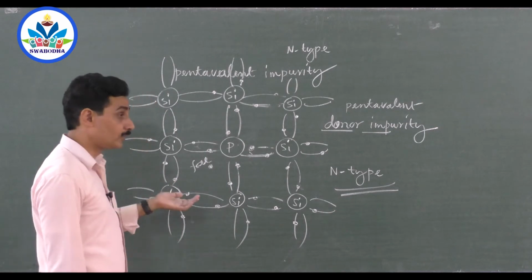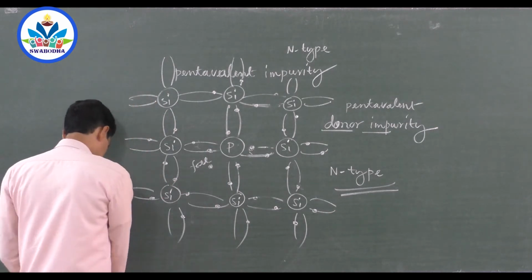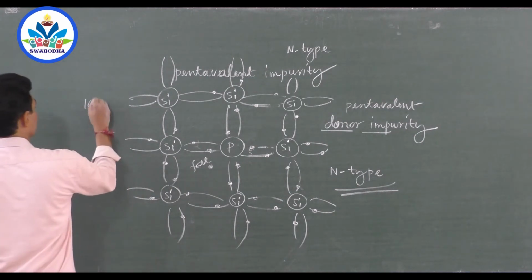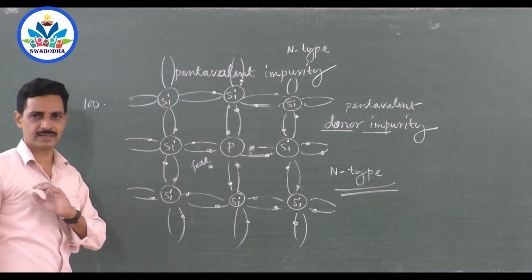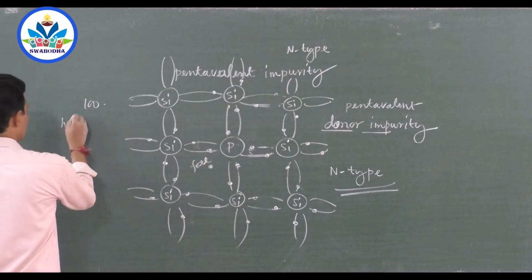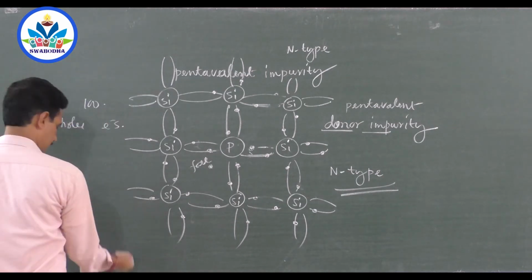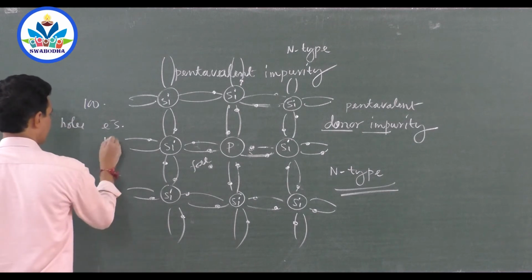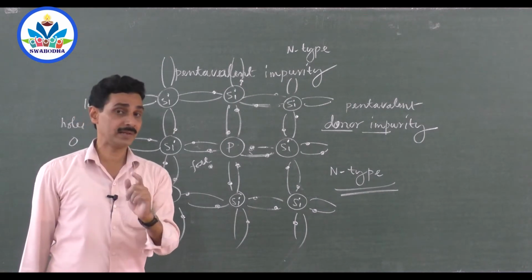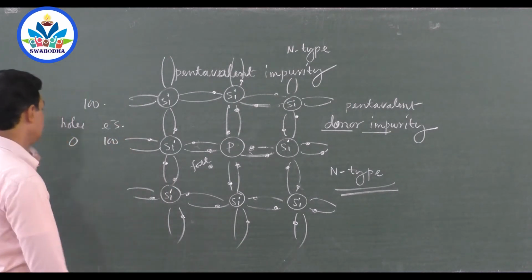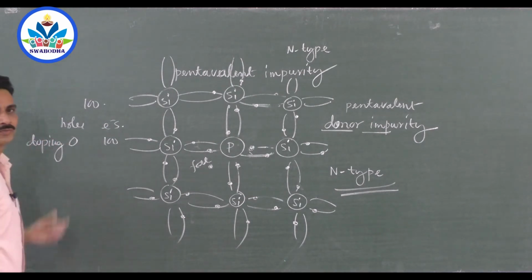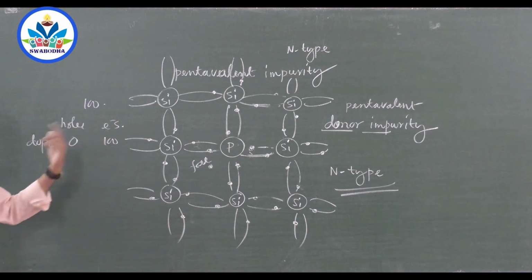Now at room temperature, as I was explaining yesterday, there may be 100 doped phosphorus atoms. Say, a simple number I will take, 100 doped phosphorus atoms inside the silicon. Then how many holes are produced? How many electrons are produced? 100 electrons, no holes, because doping of pentavalent atoms doesn't produce holes. So because of doping we have 0 holes, 100 electrons.